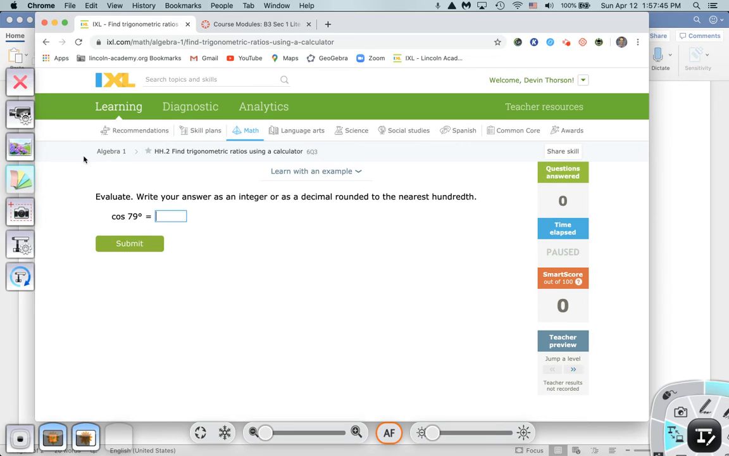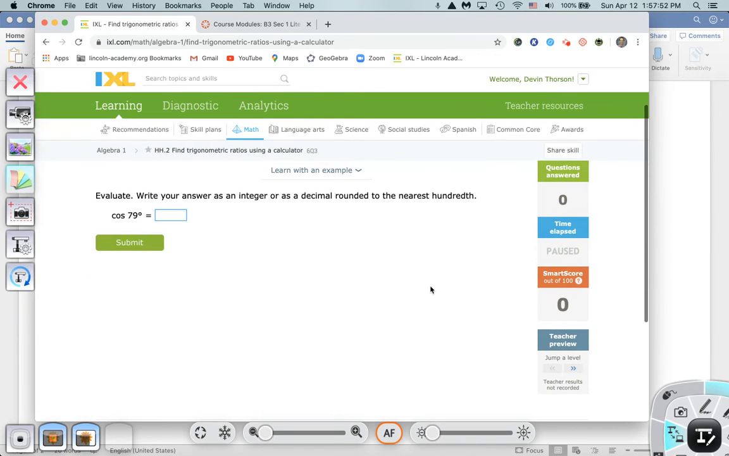For instance, I'm going to have you take the cosine of 79 degrees. There's no triangle to look at. There's no side lengths to reference. So what we do is we just use a calculator.